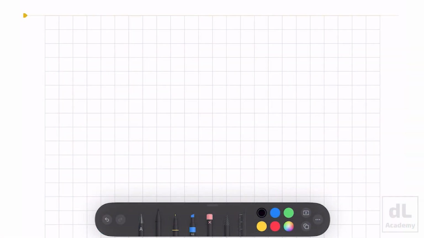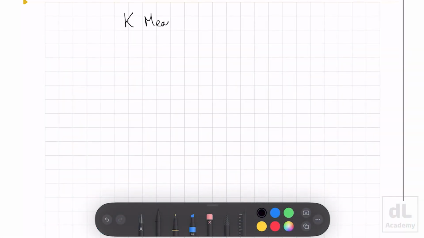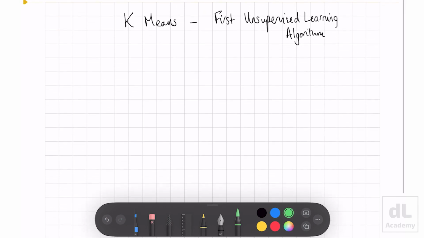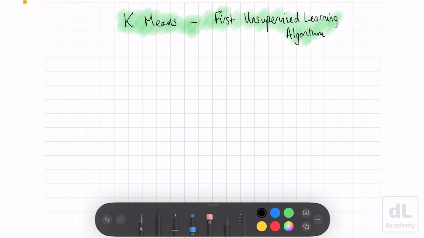Okay, so we're going to talk about k-means, and this is going to be the first example of an unsupervised learning algorithm in this course. In this explainer, we're going to go through the principal idea of k-means, understand why it's an unsupervised learning algorithm, and particularly a clustering algorithm. And then we're going to go through the basics of how the algorithm can be trained.